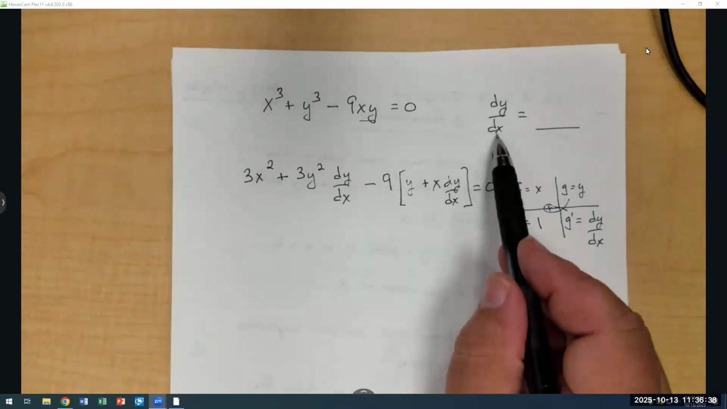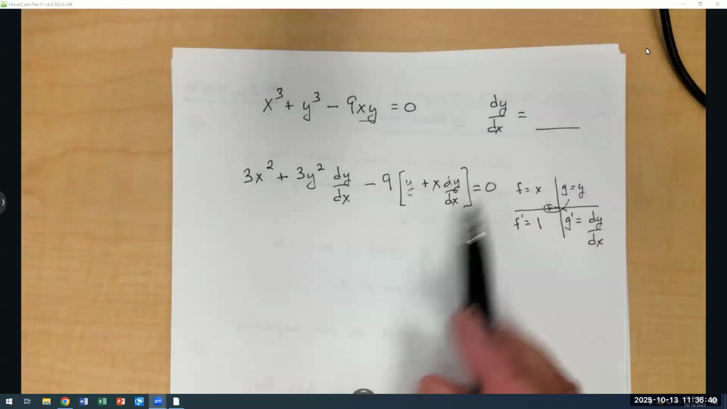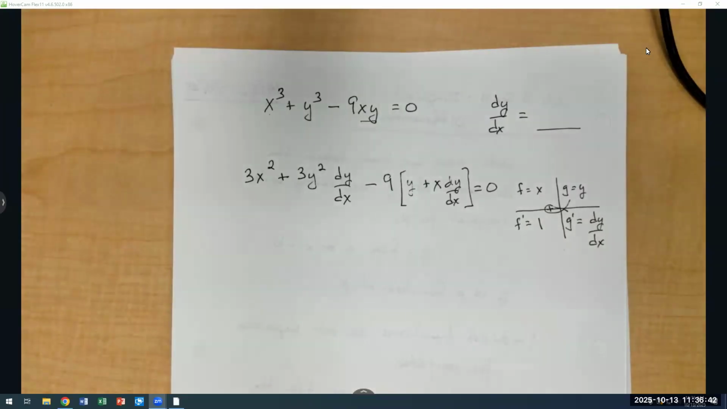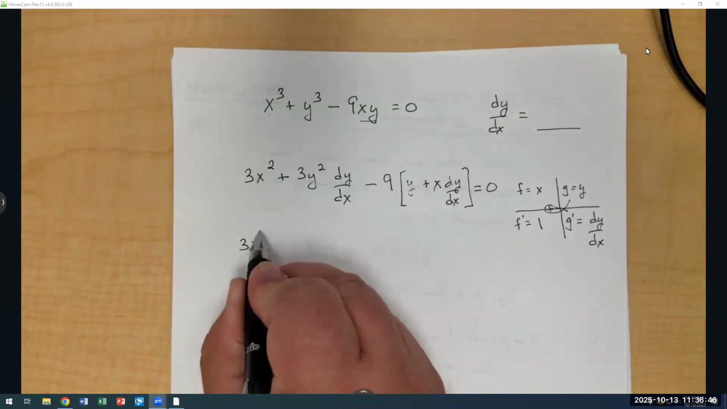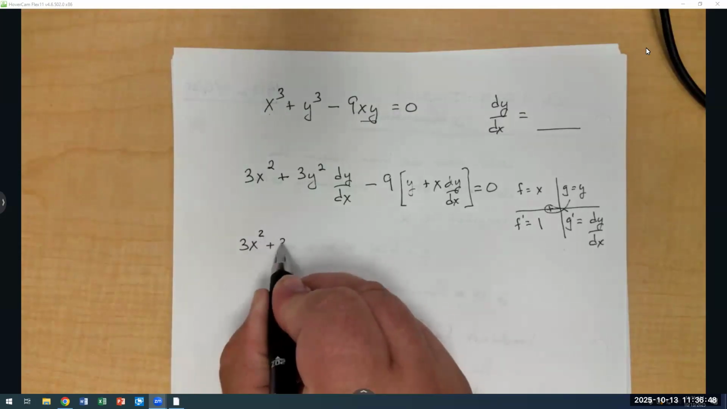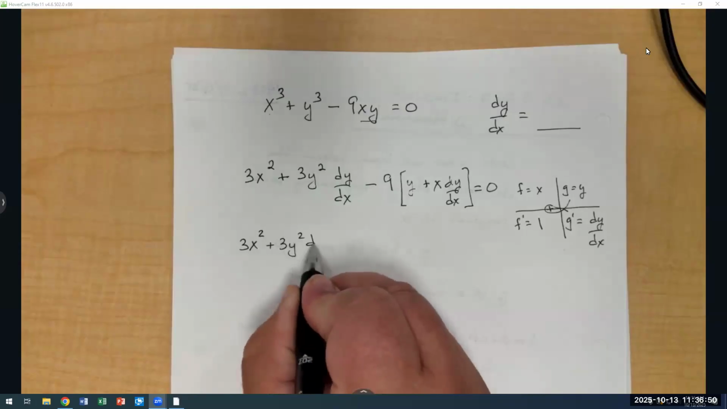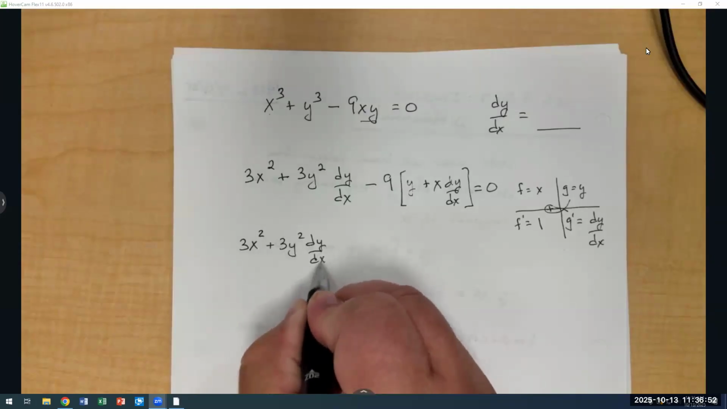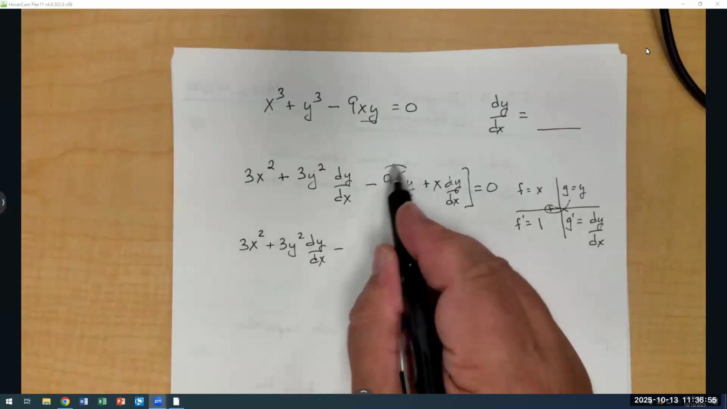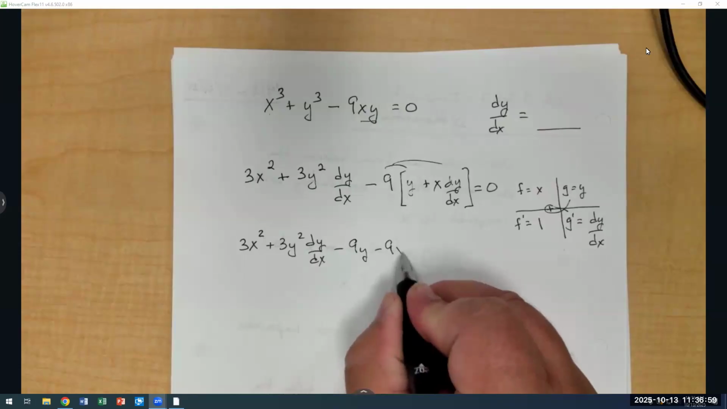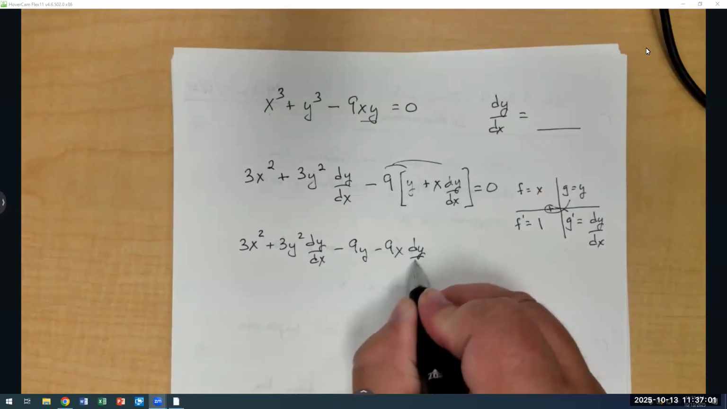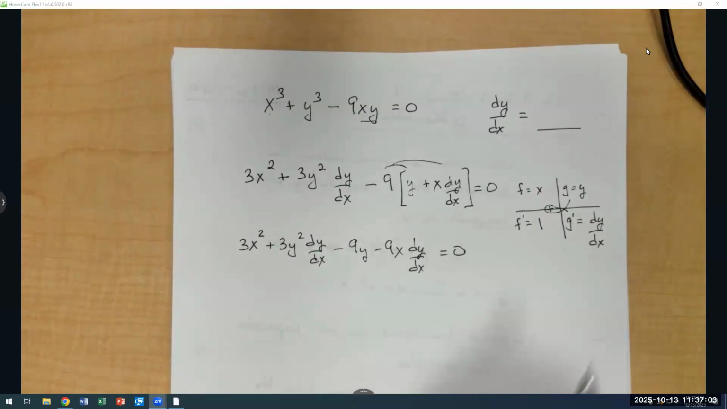Now we got to solve for dy dx. We just took the derivative. Now we got to solve for dy dx. Let's first get rid of all the parentheses and brackets as we can. Distribute that. So we have negative 9y, negative 9x dy dx equals 0.